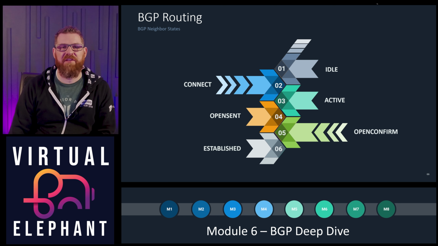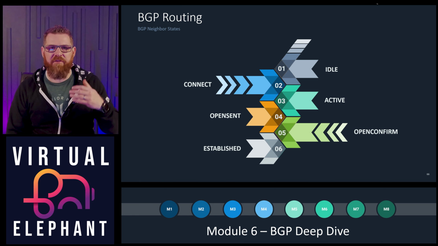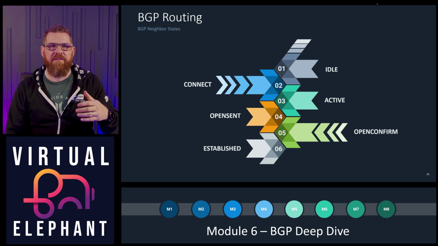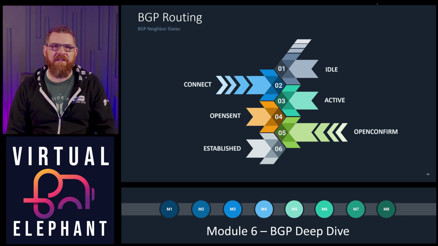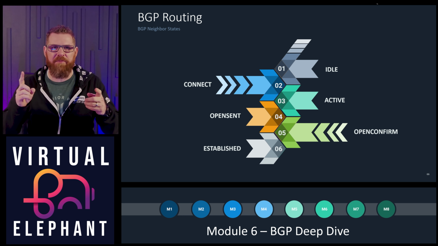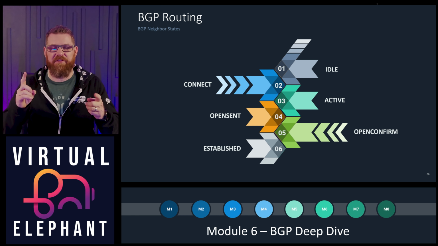Finally, we have the established state. So when both routers have successfully exchanged open messages and they've agreed on the capabilities, now they're going to transition to this established state. And again, in this state, the BGP routers can now exchange routing updates using those update messages. They can exchange keep alive messages to be able to maintain the session between one another.